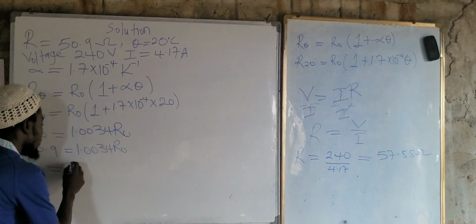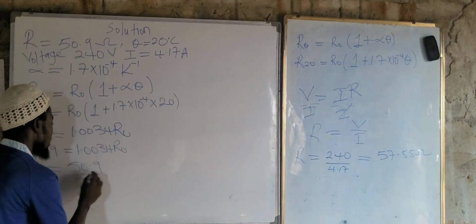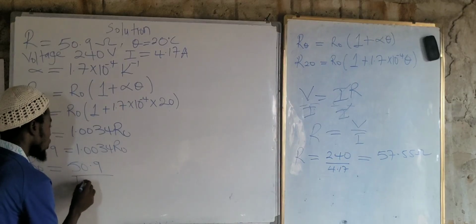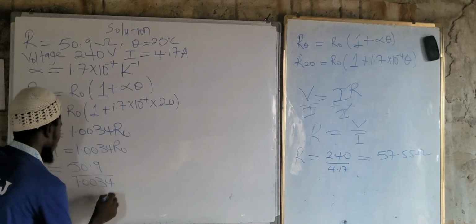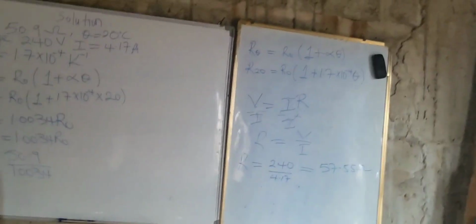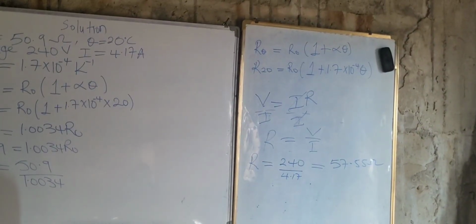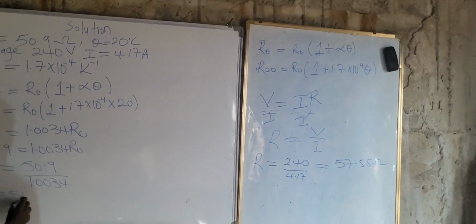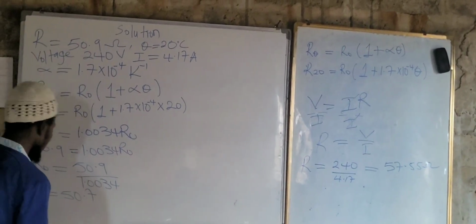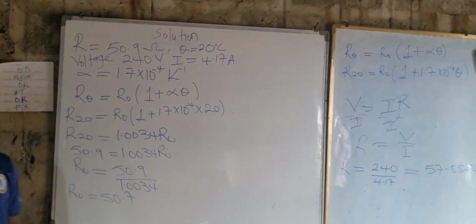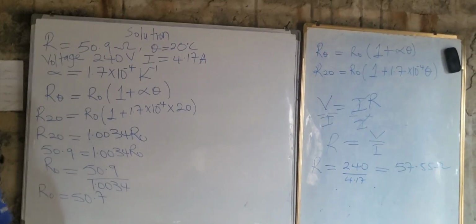50.9 all over 1.0034. And what is R0 now? 50.7. R0 here is equal to 50.7. Are we okay here? Yes. Now we are going to R0.